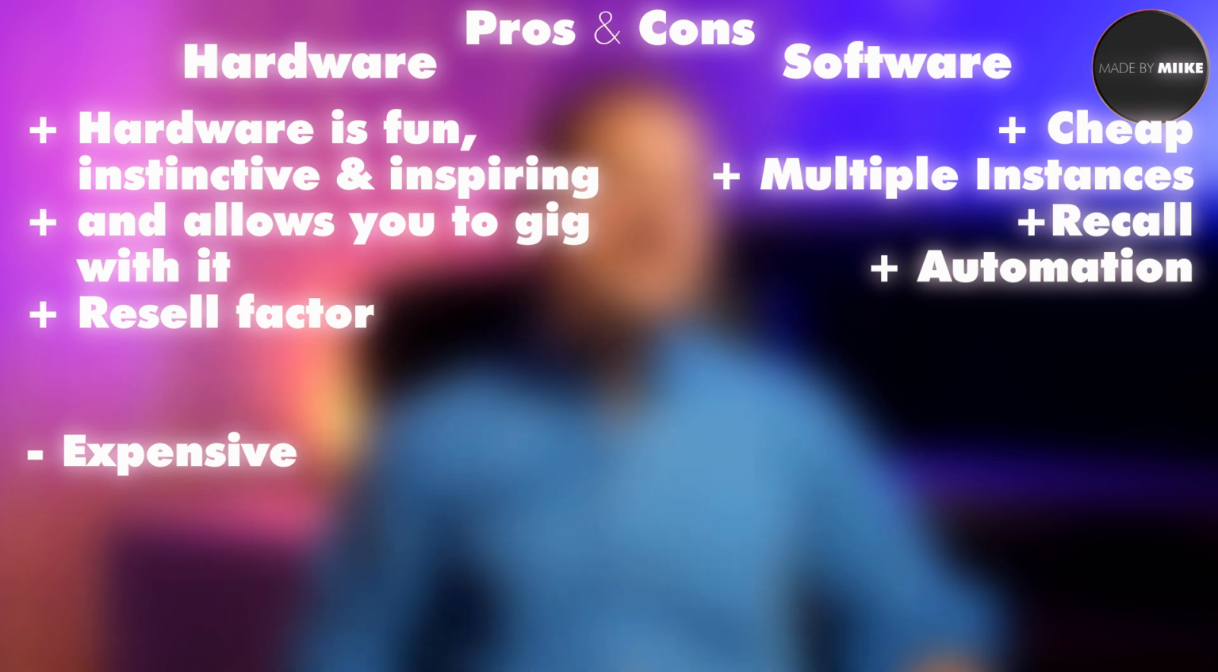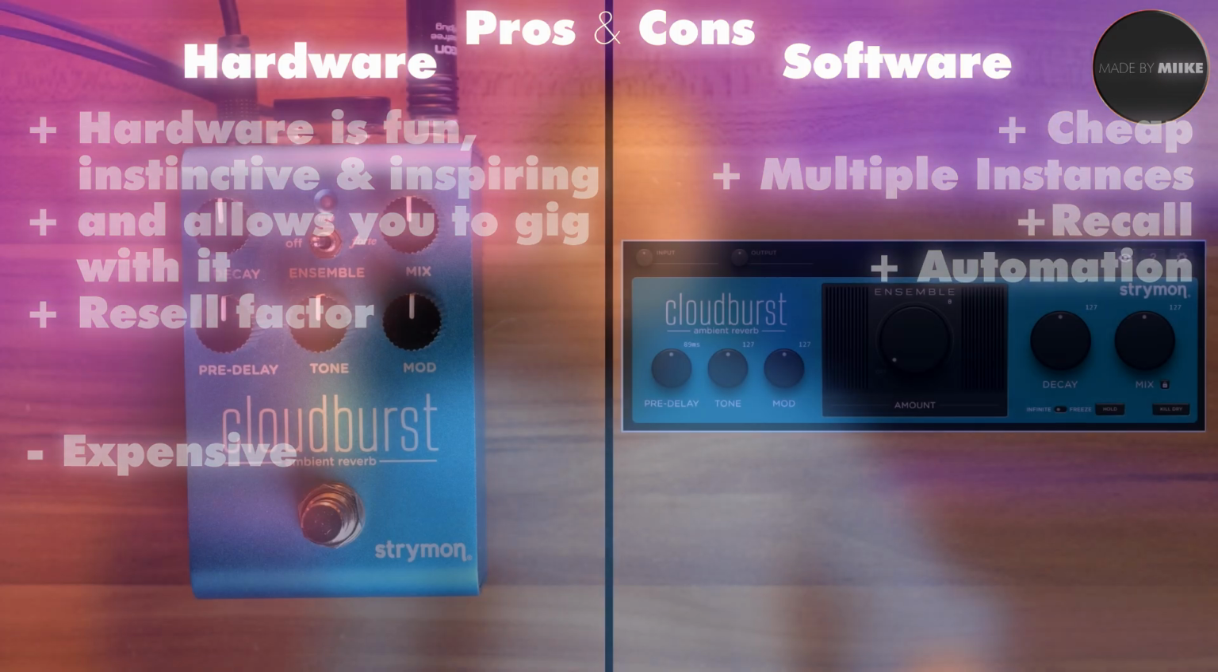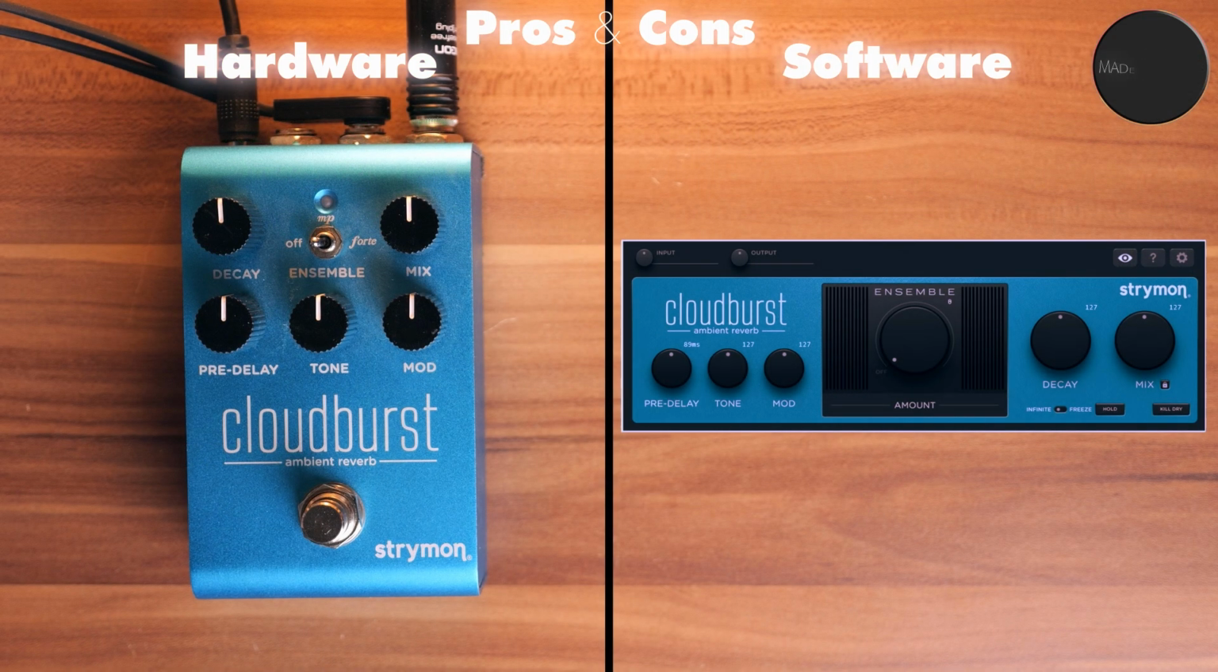Also, the plugin is built a little bit differently than the pedal, right? So for example, on the software, you have 2 dedicated buttons for freeze and infinite, which are also fully automatable, while on the pedal, you would actually need to connect an external switch, right? You would need to program the CLOUDBURST so that it knows that the switch is either for freeze or for infinite. You can't have both modes at the same time, right?